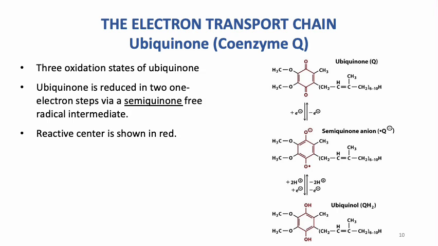Ubiquinone can be present, as you see, in three forms, either fully oxidized Q, partially reduced semiquinone, or fully reduced QH2 or ubiquinol. And it can be reduced in two one-electron steps via the stable free radical semiquinone. So ubiquinone can receive one electron to be reduced to semiquinone, then another electron with 2 protons to be reduced to QH2. QH2 can donate one electron at a time. So it functions in a way similar to FMN and FAD, which I explained earlier. The reactive center of the coenzyme is shown here.